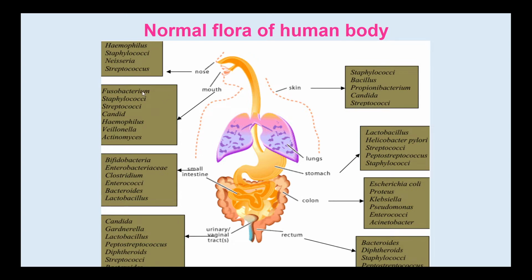About the mouth, only several groups, really there are more: Fusobacterium, Staphylococcus, Streptococcus, fungi, Candida, Haemophilus, Veillonella, Actinomycetes. Then in the gastrointestinal tract there may be Lactobacillus, Helicobacter, Streptococcus, Peptostreptococcus, Staphylococcus. That is in the stomach. In the small intestine, bifidobacteria, and a big family, some species and genera from the family Enterobacteriaceae. It may be E. coli, etc.